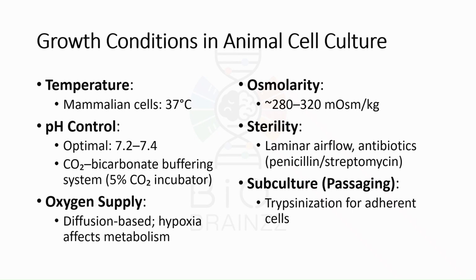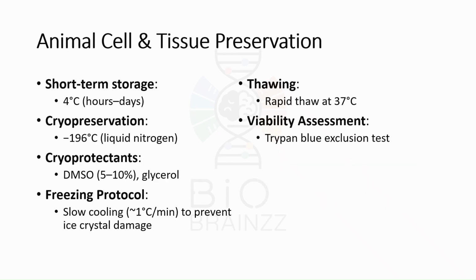When cells grow too much, they are subcultured or passaged using trypsin, which helps in maintaining healthy cell growth. Cells can be stored for short or long periods depending on the requirement.